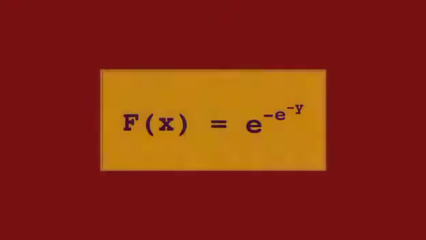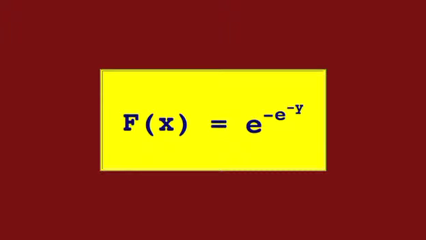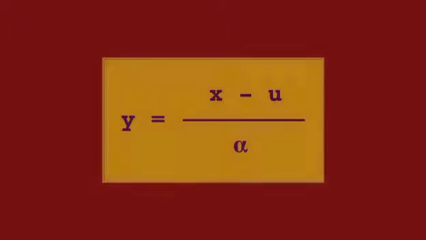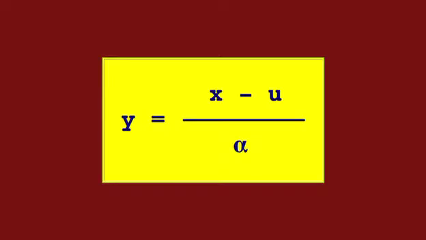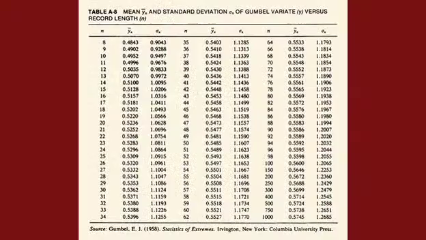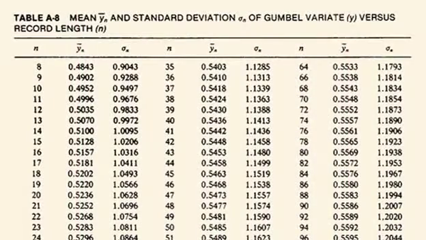Gumbel has fitted the extreme value type 1 distribution to long records of river flows for many countries. The cumulative density function of the Gumbel distribution is the following double exponential function, in which y is the Gumbel variate defined as follows. The mean and standard deviation of the Gumbel variate are functions of the record length n. This table shows the mean and standard deviation of the Gumbel reduced variate y as a function of record length n.